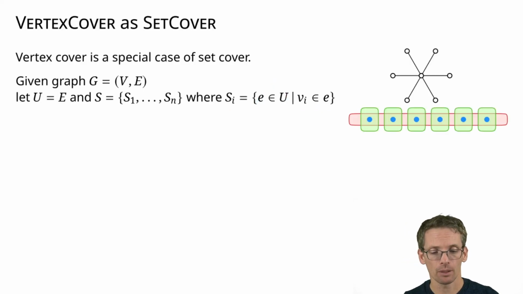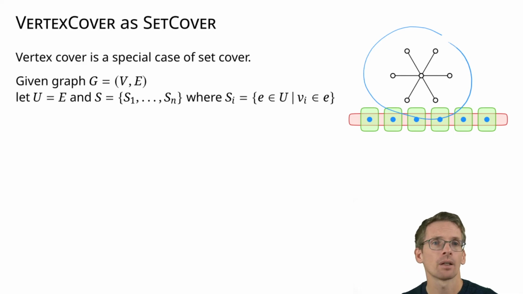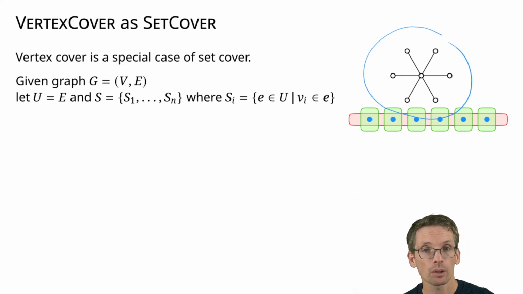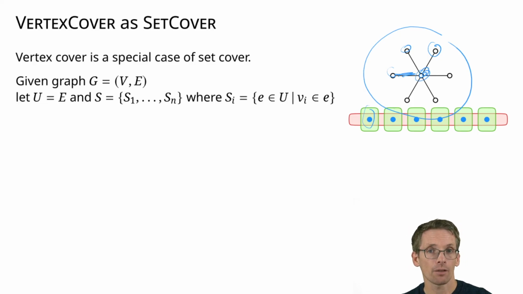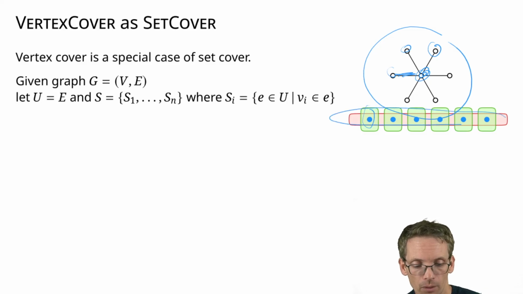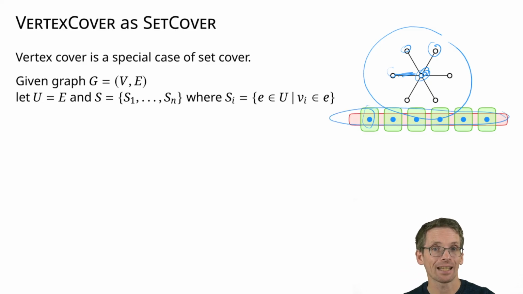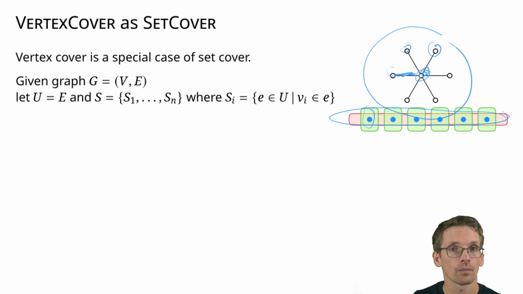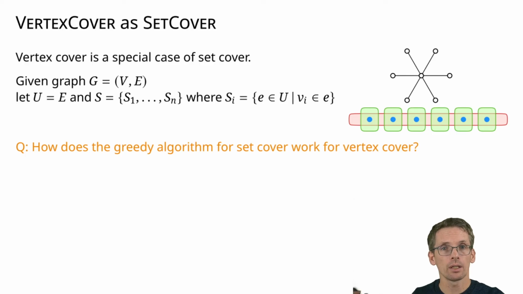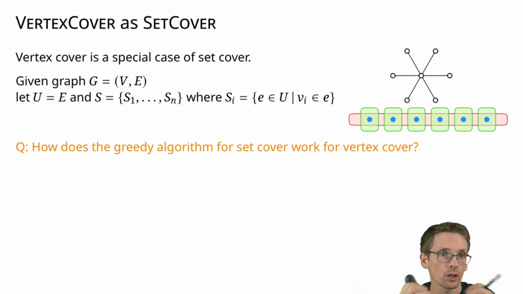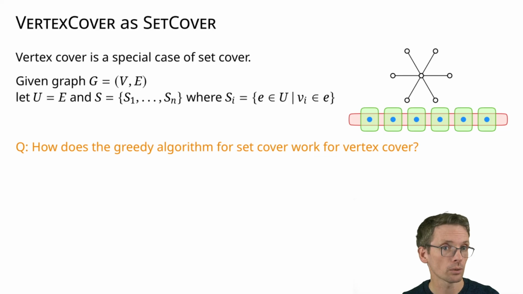As an example, if this is our graph here, then I have lots of one-element subsets because each of these outer vertices only covers one edge. And then also for this vertex here, that vertex covers all edges, so I also have this big red set here. So in this setting, what does the greedy criterion say? Which vertex do we choose?